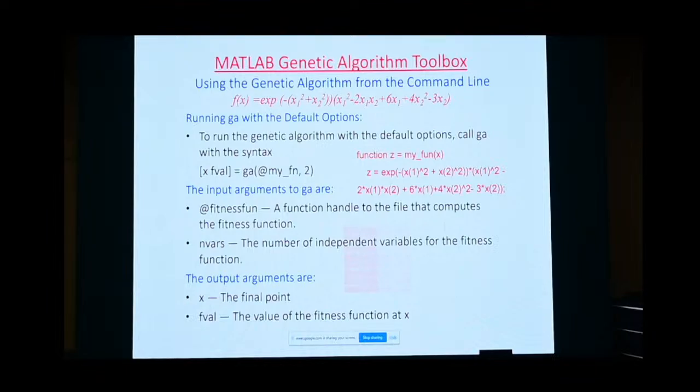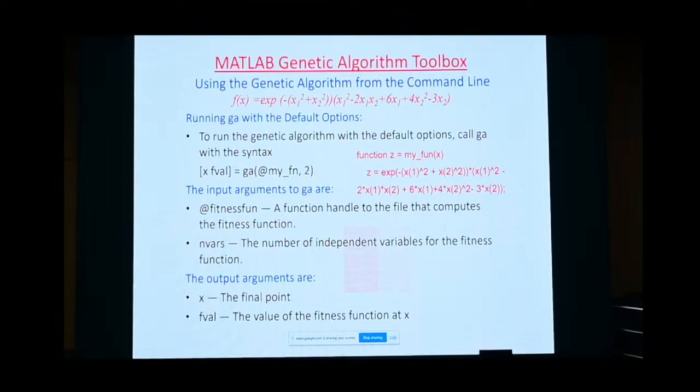Now how to run this one? To run this genetic algorithm with the defaults, first you should already have created that function file, and you save it using some unique name like my_function. The number of variables is 2 here, x1 and x2. If you see the problem, the number of variables is 2. So in the MATLAB command window, you simply enter this syntax: [x, fval] = ga, with a function handle to that function, @my_function, and 2 is the number of variables.